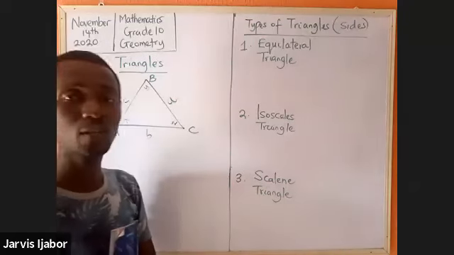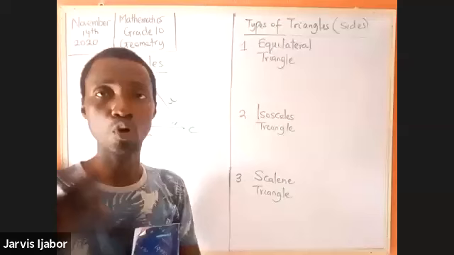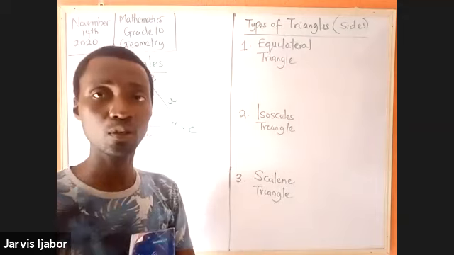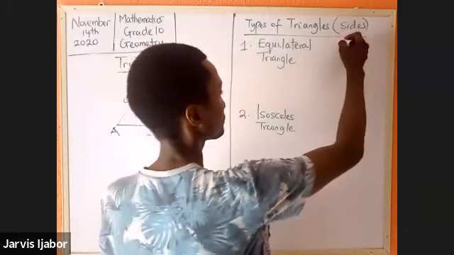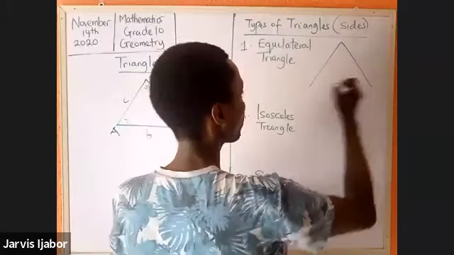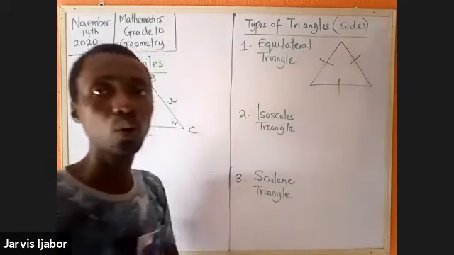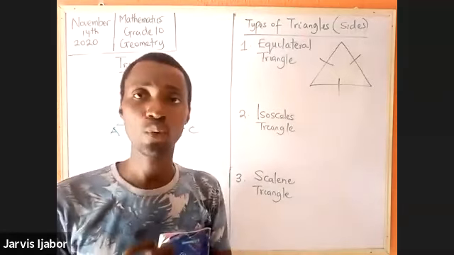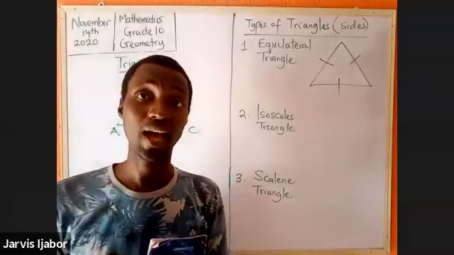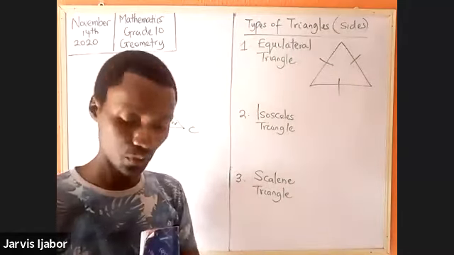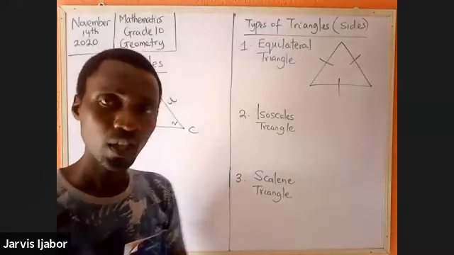Now, pictorially, it's important for you to be able to show pictorially what these shapes look like. Now, for an equilateral triangle, it is a triangle that has all the sides equal. All the sides of an equilateral triangle are equal, and by extension, all the angles are equal.